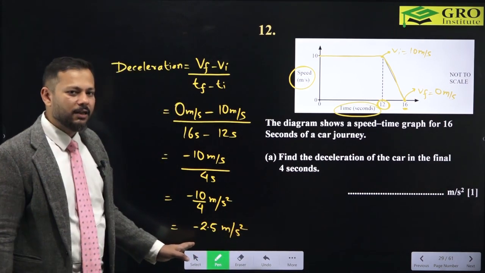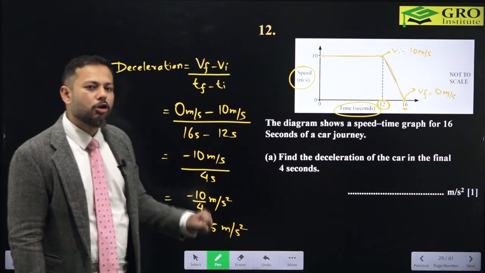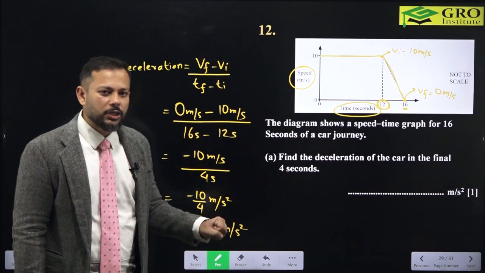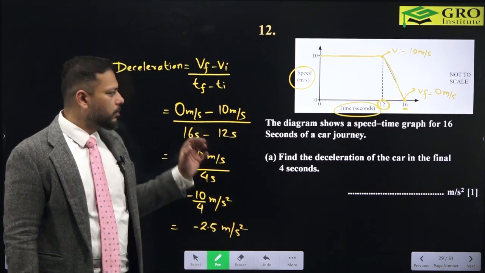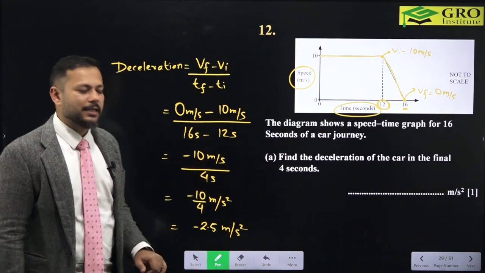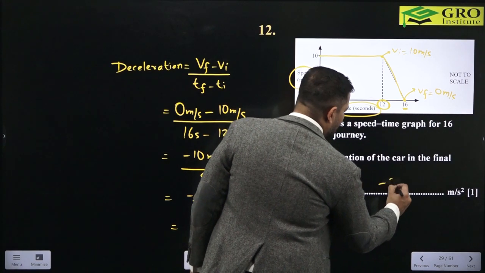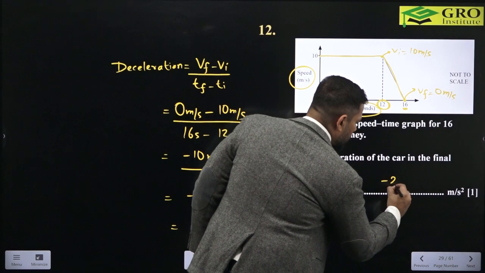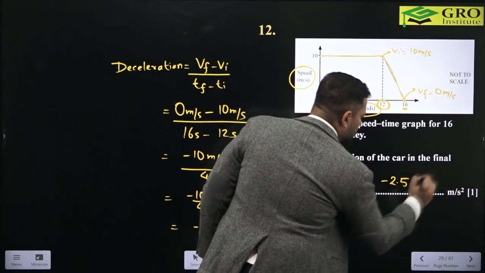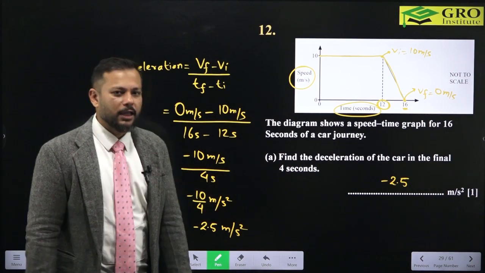What does this negative sign signify? It tells us that the speed is dropping. It is deceleration. The negative sign itself tells us that the motion is getting decelerated. So what is the value? We will write it as minus 2.5 meters per second square. That is the answer for this part A of the question.